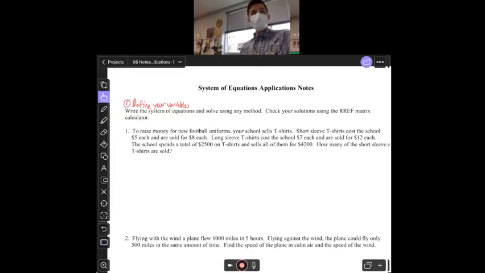So, first thing I'm going to do is just read over the problem real quick, just to kind of get an idea of what's happening. So raising money for new football uniforms, selling school T-shirts. So there's just some information, like context stuff. Nothing about the math though.